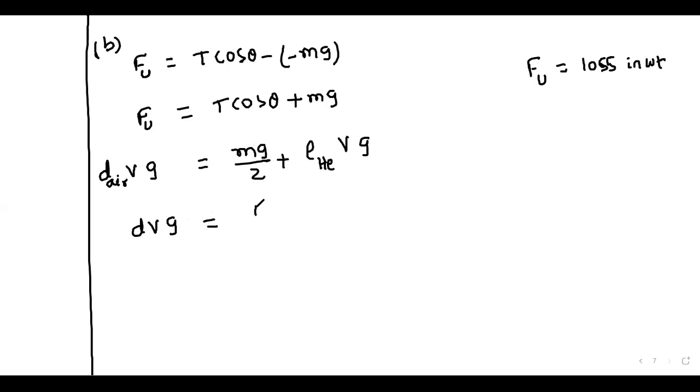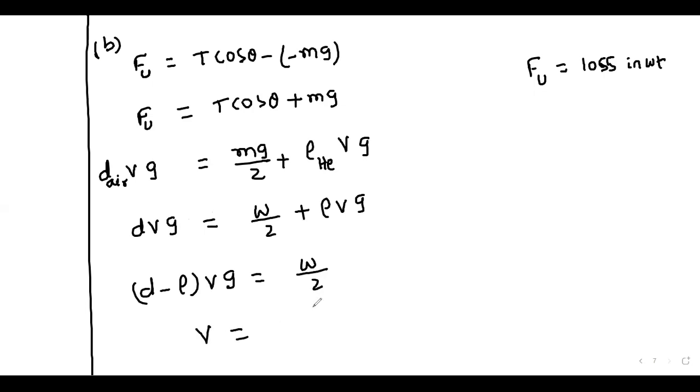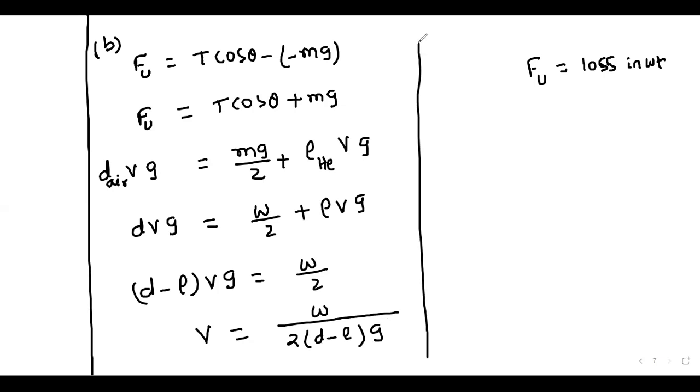I can write this as weight by 2 plus rho vg. I need to find the volume now, so I can write it as (d minus rho) times vg is equal to w by 2. So the volume of the balloons is w by 2 times (d minus rho) times g. Okay, fine. Write down. First draw the diagram.